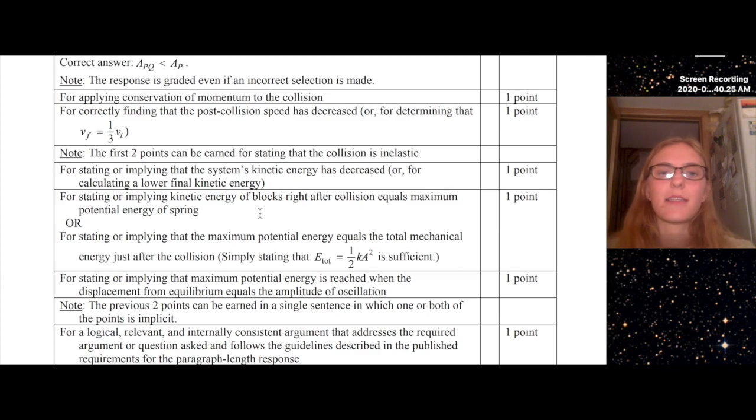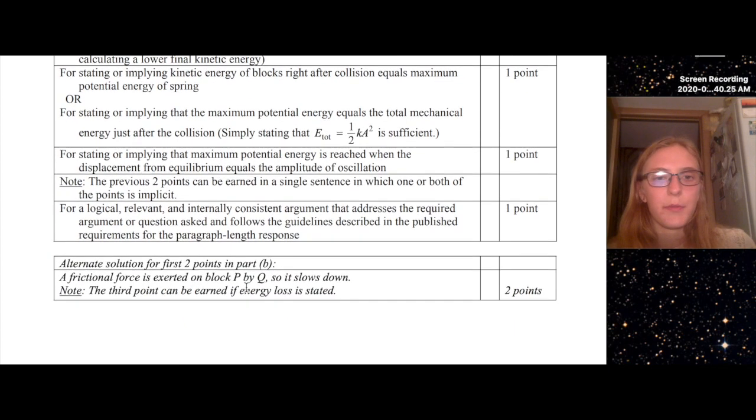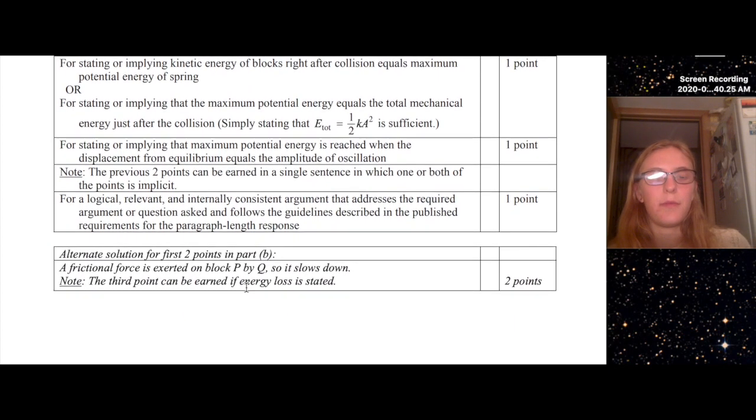So for instance, the word stick is a huge red flag. They definitely want you to talk about momentum, conservation of momentum, and inelastic collision. That's totally 2 points right there. You can easily get, even if you have no idea about the amplitude thing. The other point that would be pretty easy to get is talking about conservation of energy.